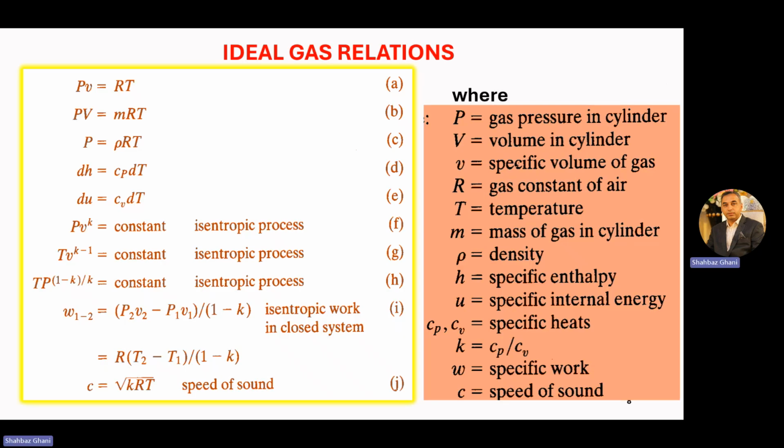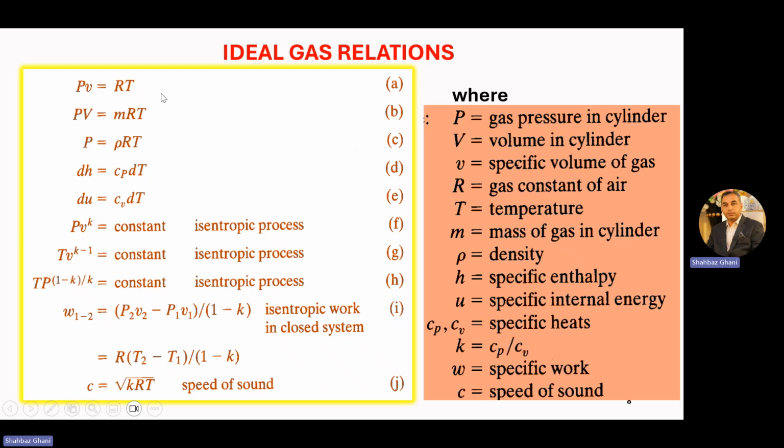Now, ideal gas relationships, where P is the gas pressure in the cylinder, capital V is the volume in the cylinder, small v is specific volume of the gas, R is the gas constant of air, T the temperature, m the mass of gas in the cylinder, rho the density, h specific enthalpy, u specific internal energy, Cp and Cv are specific heat at constant pressure and constant volume. k is the specific heat constant that is equal to Cp over Cv, specific heat at constant pressure divided by specific heat at constant volume.